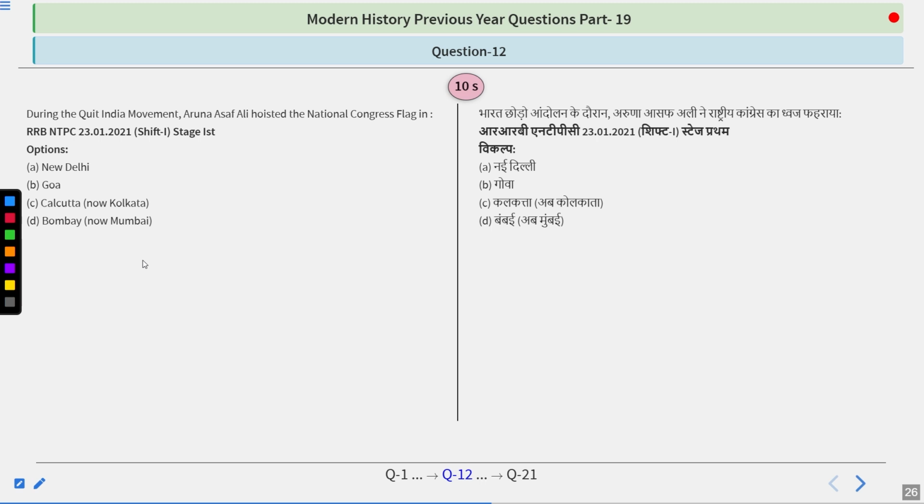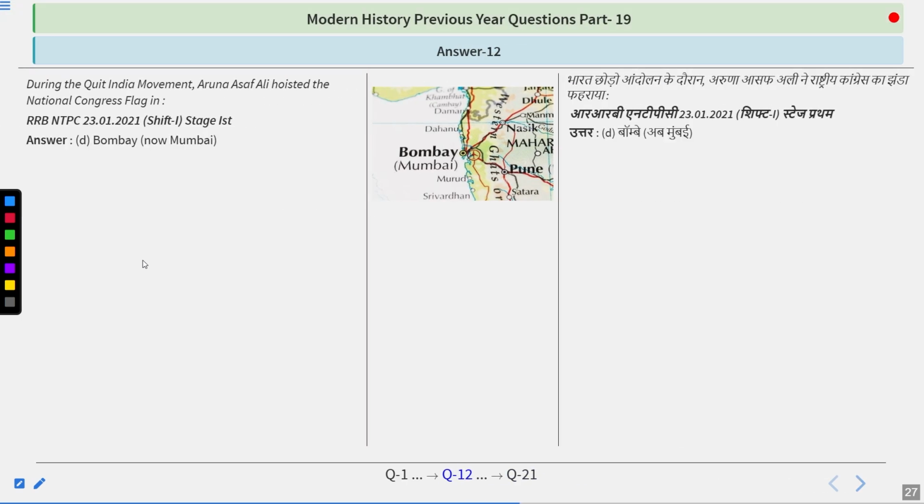During the Quit India movement, Aruna Asaf Ali hoisted the National Congress flag in which city? Options are New Delhi, Goa, Calcutta, or Bombay. Think about it. And you are quite right. The answer is Bombay. Now it is known as Mumbai.